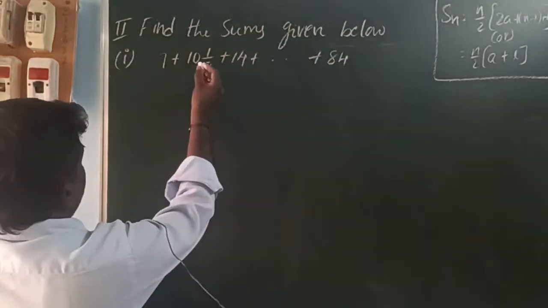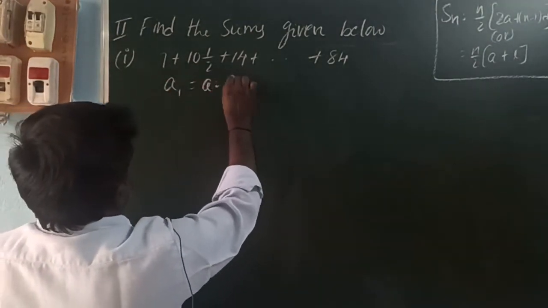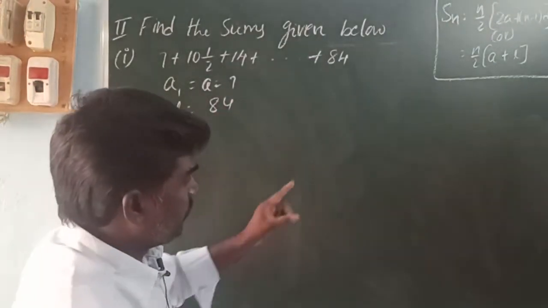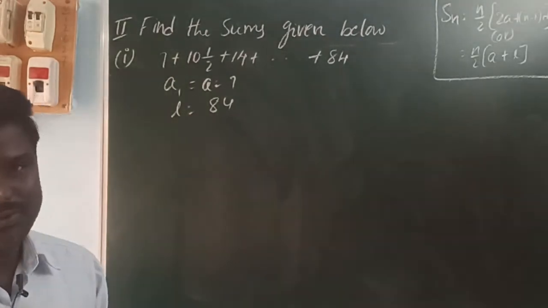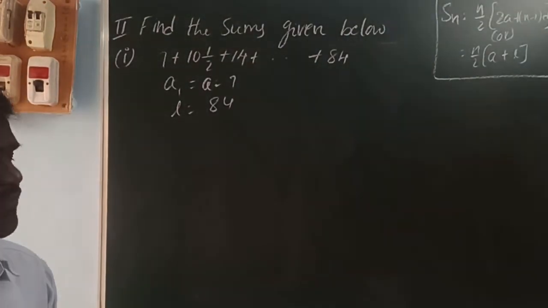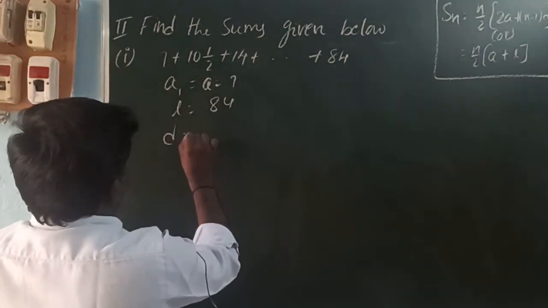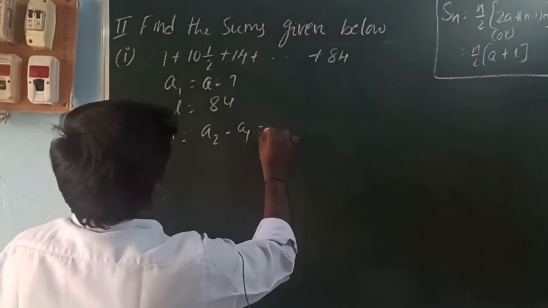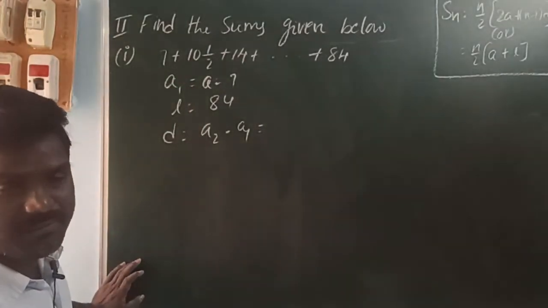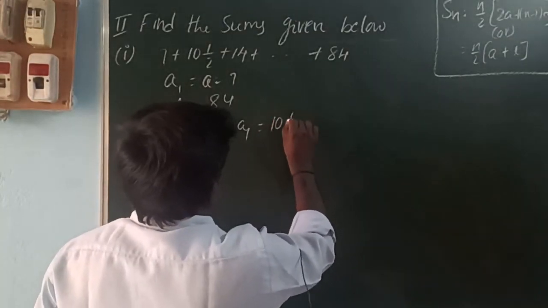Here the first term a is 7, the last term is 84, but we don't know n. How can we find n? By using the last term, that is a plus n minus 1 into d. Before that, first find the common difference. The common difference is a2 minus a1, so 10 1 by 2 minus 7. 10 1 by 2 is which fraction? A mixed fraction, which we change into an improper fraction.